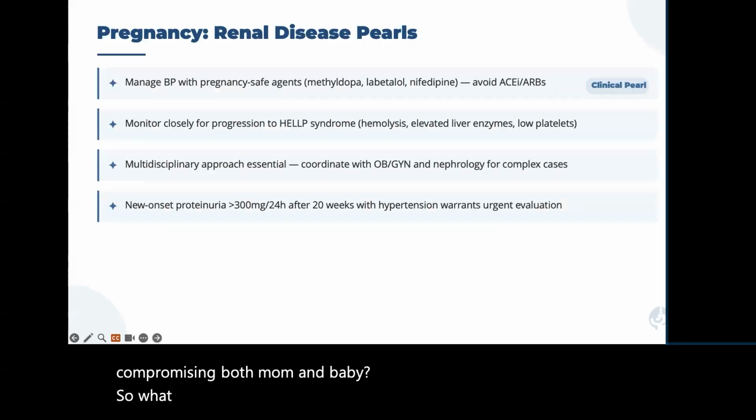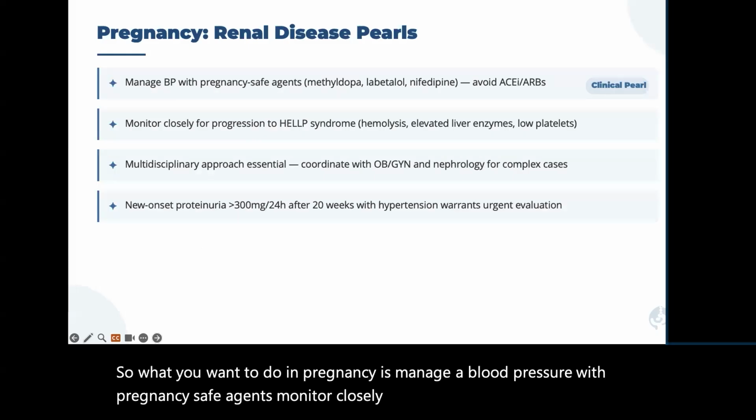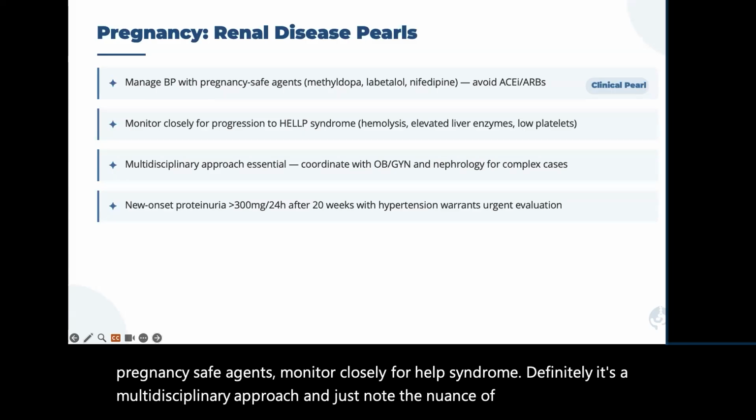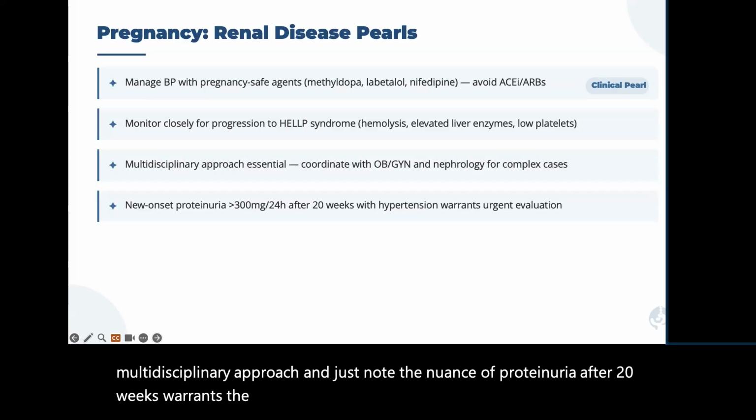So what you want to do in pregnancy is manage the blood pressure with pregnancy-safe agents and monitor closely for HELLP syndrome. Definitely, it's a multidisciplinary approach. And just note the nuance that proteinuria after 20 weeks warrants further evaluation.